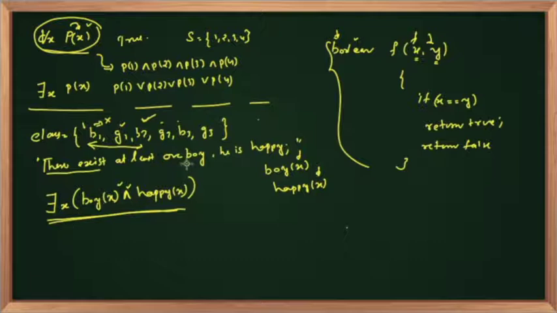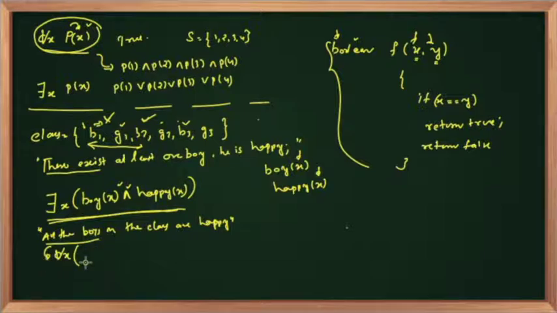Now let's assume there's another statement that says all the boys in the class are happy. Let's assume all the boys are actually happy, so my predicate should evaluate to true. Let's assume I'm using for all x. Because I have all the boys, I have to use for all x in this domain.